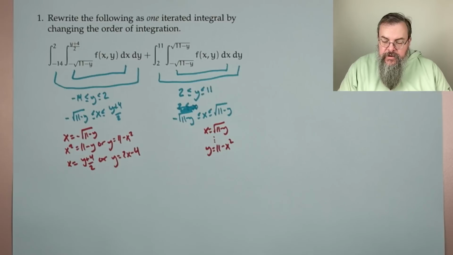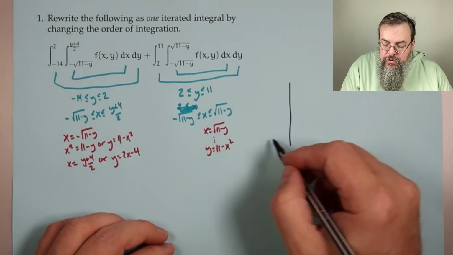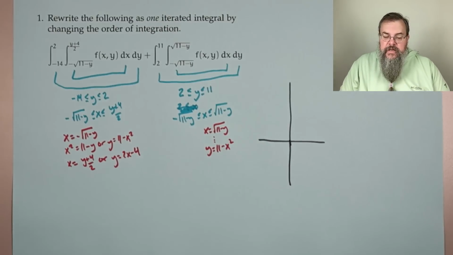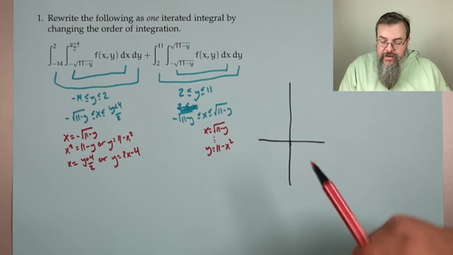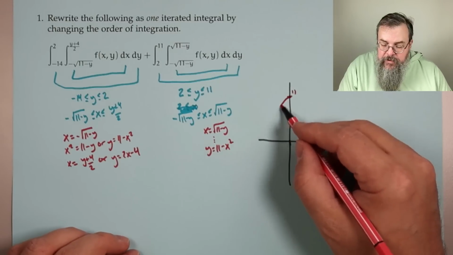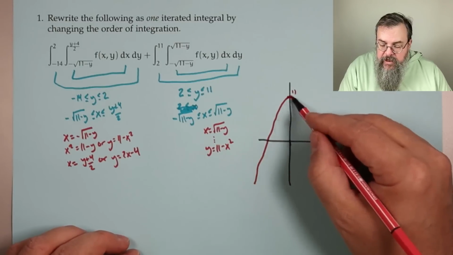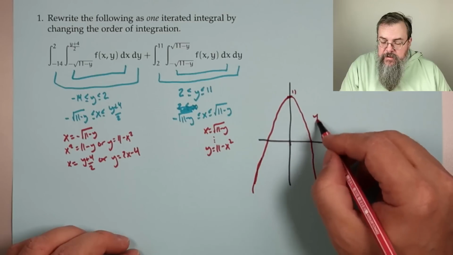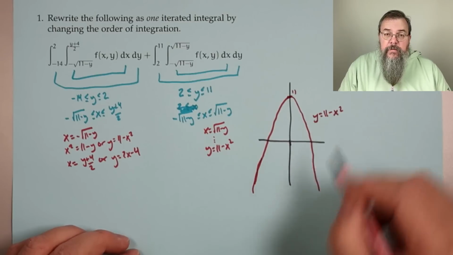And so we know our curves. All right, actually we'll probably need to go down a bit. First off, we have 11 minus x squared. So we're going to come up here to 11, and then we have a parabola going down. There's our parabola, y equals 11 minus x squared.